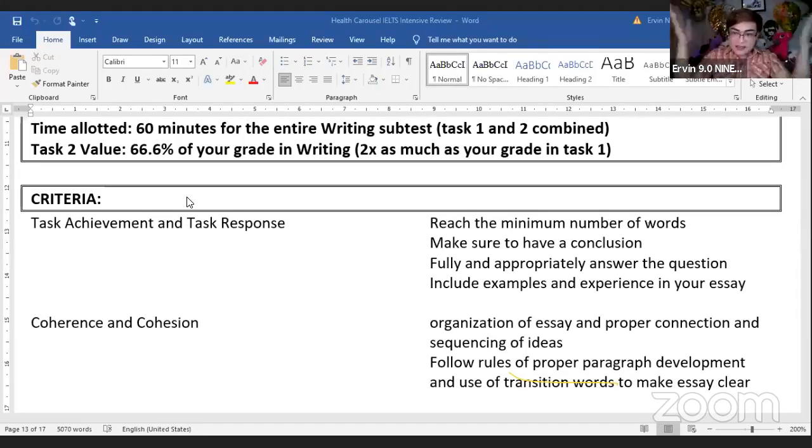So this is the bird's eye view. This is the general trend overall. Overall, it's not necessarily encouraged in writing task two because you already used this as part of writing task one.